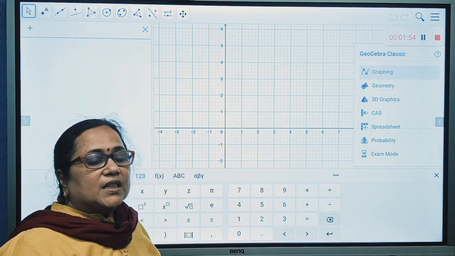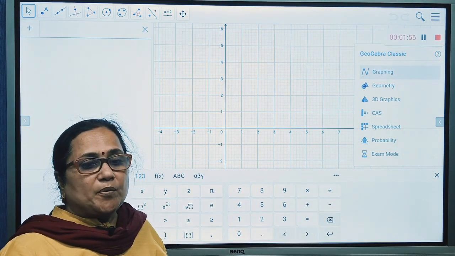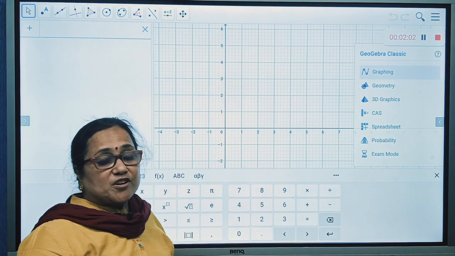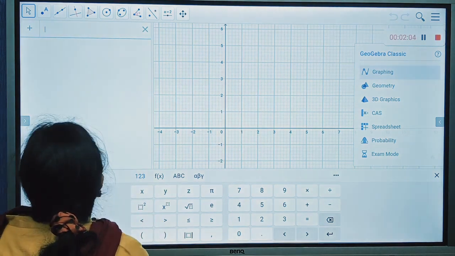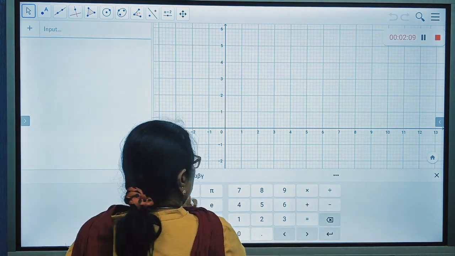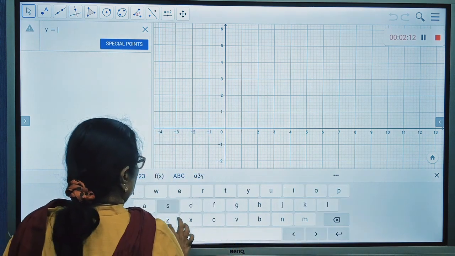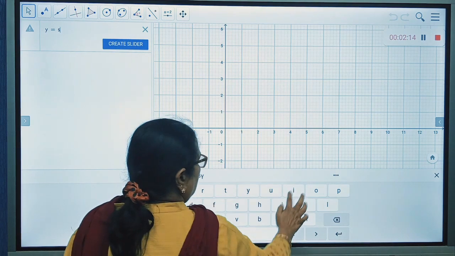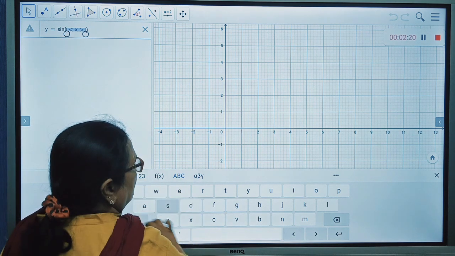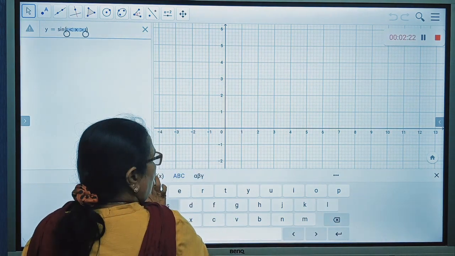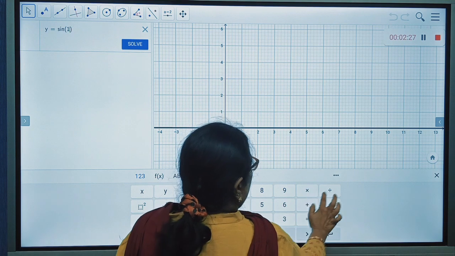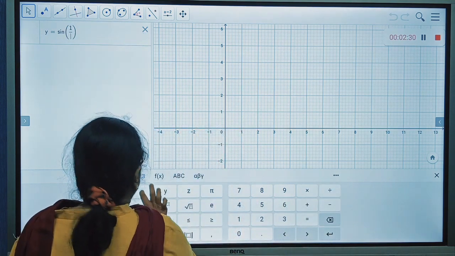In the earlier video, we were solving problems based on continuity. Now let us see how to explore such functions using GeoGebra. I am going to type y equal to sine of 1 divided by x.